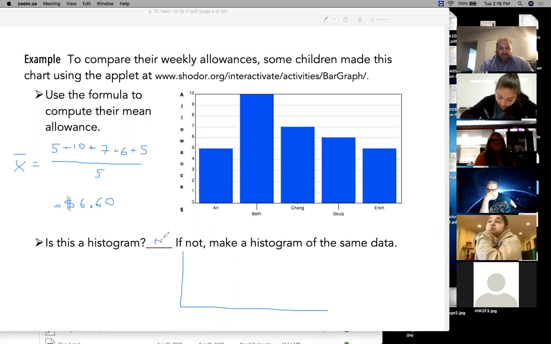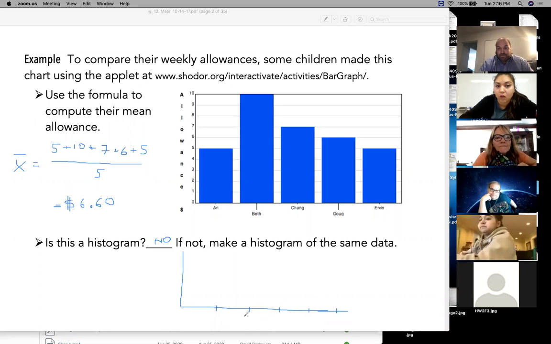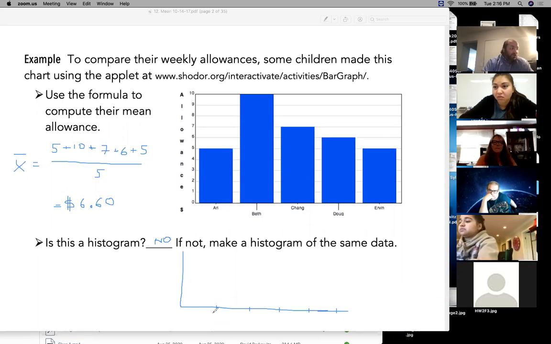Okay. So is this a histogram? The answer is no. And if not, they say make a histogram. Well, for a histogram, what we need is a horizontal scale. What should every tick mark represent on the horizontal scale? The allowance? But I need numbers. Well, each tick mark is 5? No, singles, right? You tell me, I'm asking. I guess you could do 2s.